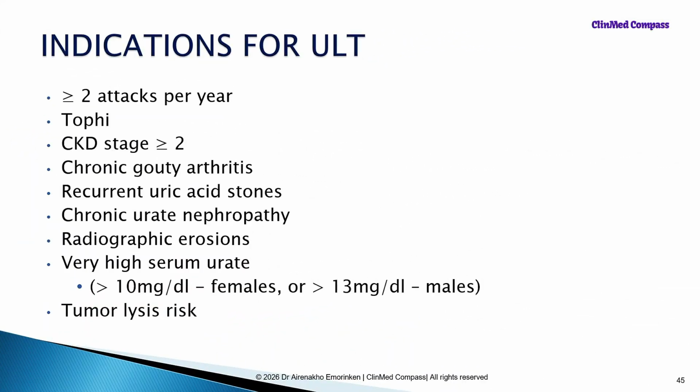When should we start urate-lowering therapy? Key indications include 2 or more attacks per year, that is, more than 1 attack per year, presence of tophi, chronic kidney disease stage 2 or higher, chronic gouty arthritis, recurrent uric acid stones, chronic urate nephropathy, radiographic erosions, very high serum urates, greater than 10 mg per deciliter in females and more than 13 mg per deciliter in males, or high tumor lysis risk.